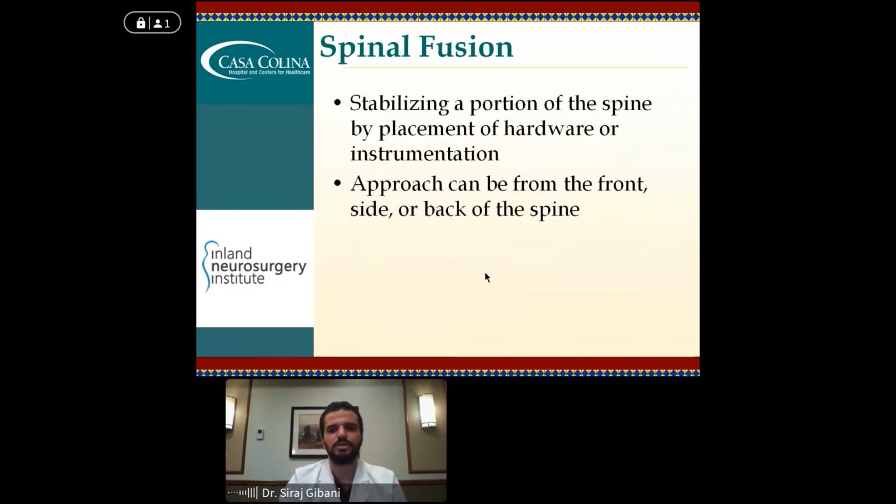Now, a spinal fusion is stabilizing a portion of the spine by placing hardware or instrumentation. The approaches for a spinal fusion can be several, including coming in from the front, from the side, or from the back. And oftentimes the approach is tailored to the type of pathology that's affecting the spine. And there are certainly advantages and disadvantages to either approach that I ask that you really speak to your surgeon about if they deem you a candidate for a spinal fusion. That's something that's often done.